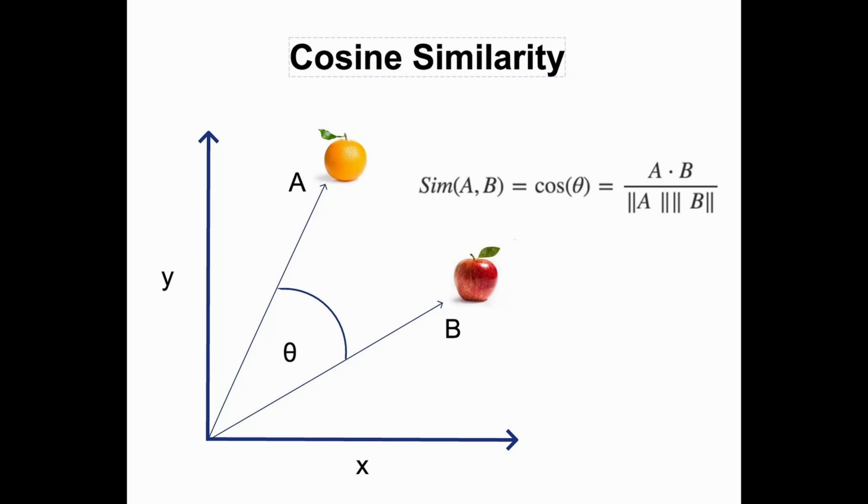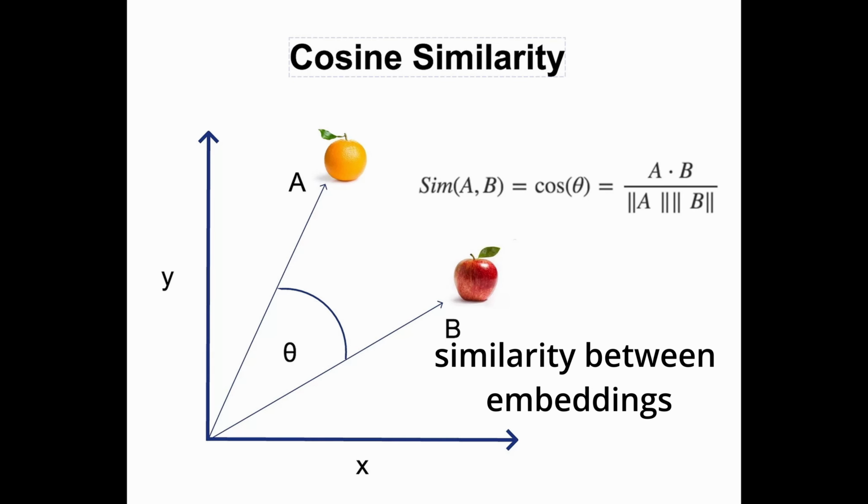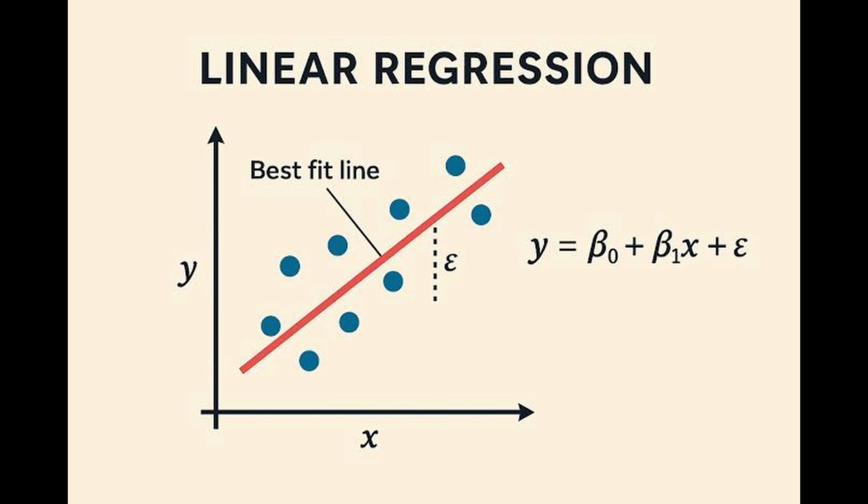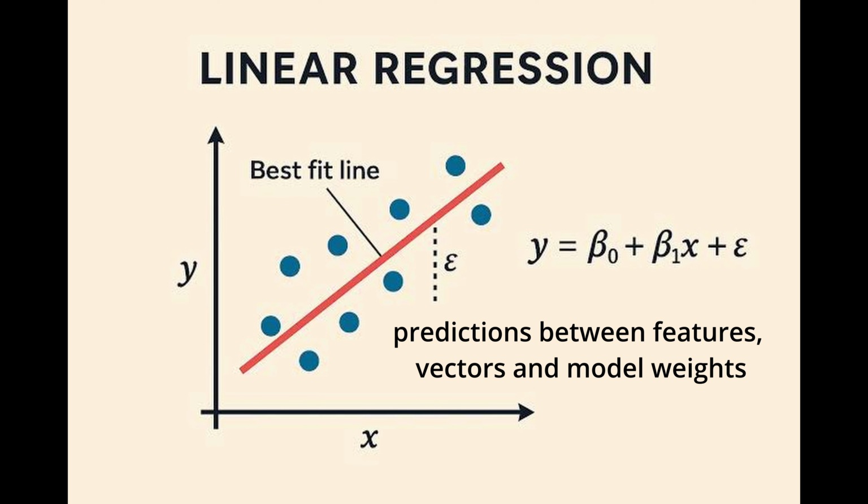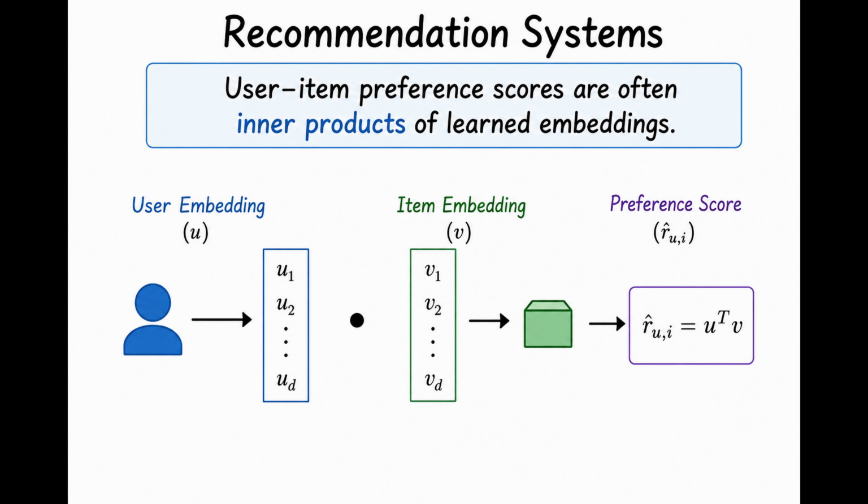Applications include cosine similarity, which measures the similarity between text embeddings, image embeddings, and recommendation vectors. In linear regression, predictions are inner products between feature vectors and model weights. Another example is recommendation systems, where user-item preference scores are often inner products of learned embeddings.